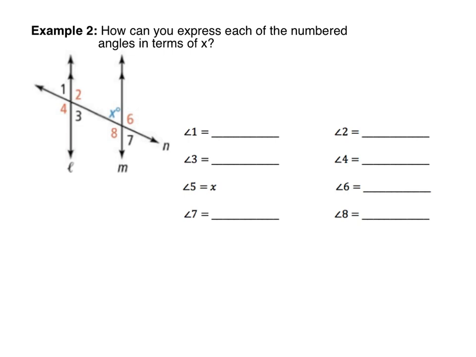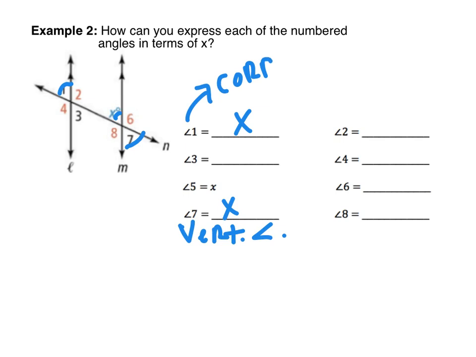Example 2 says, how can you express each of the numbered angles in terms of x? So what I'm going to start out by doing is figuring out which angles have to be congruent to x. So I know this one here is my x. I know angle 7 is also going to be x because it's a vertical angle with my angle. I also know that angle 1 has to be x because angle 1 and my x are corresponding angles. They're in the same spot.